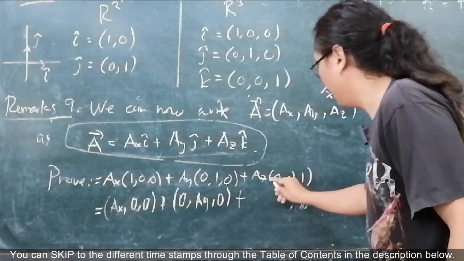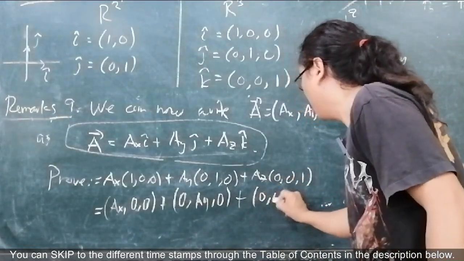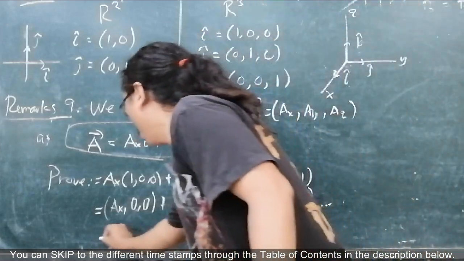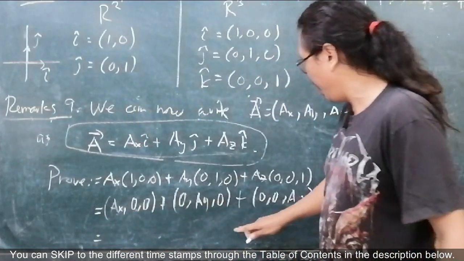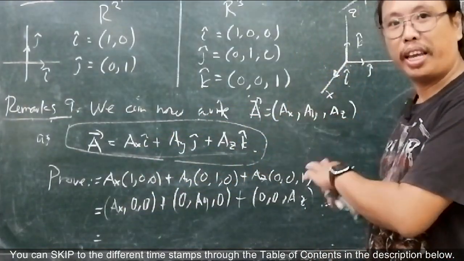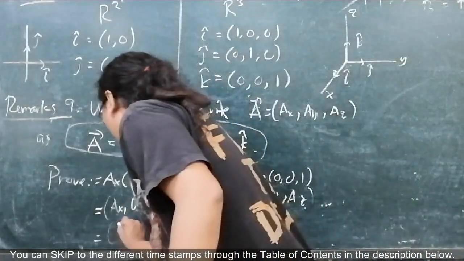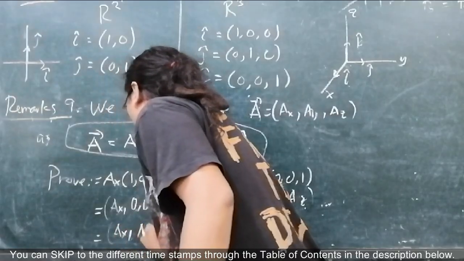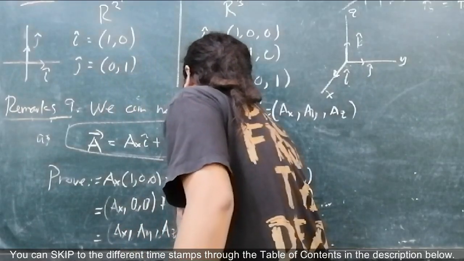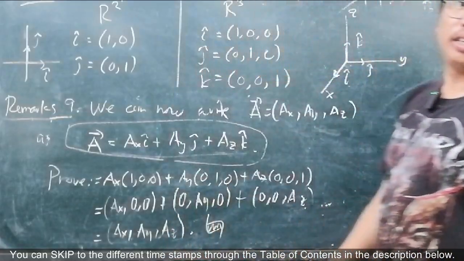Plus, this is 0, 0, az. And so when you add this, you only add the corresponding x, y, and z components. So you have now ax, ay, and az. So there you go. There's the proof there. That's the proof.